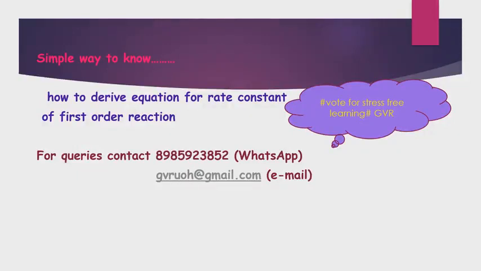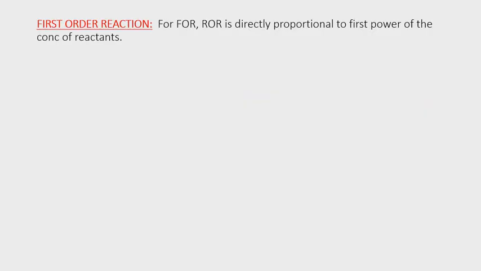Hello everyone. In last class, we discussed and we derived the equation for the rate constant of a zero order reaction. Now in this lecture, I am going to derive the equation for the rate constant of a first order reaction. Dear students, we already discussed the zero order reaction and derived its rate constant. Now we are going to derive the rate constant for a first order reaction.